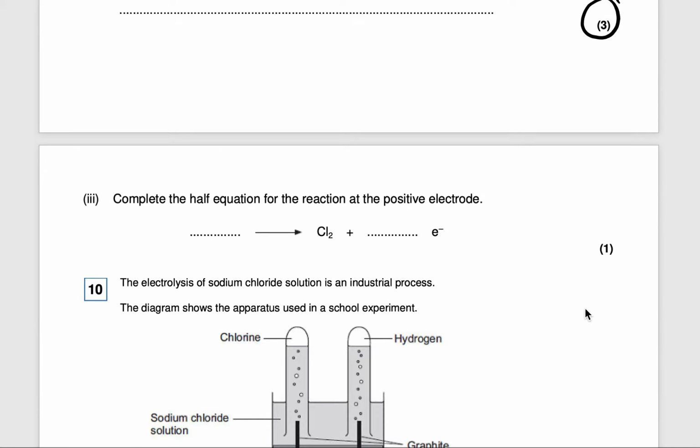Next question. Complete the half equation for the reaction at the positive electrode. So chlorine is being formed at the positive electrode. So we're going to have Cl minus producing Cl2 plus how many electrons? Well, there's 2 atoms of chlorine, so it's going to add 2 electrons. But to balance them out, there's 2 chlorines here, so 2 chloride ions are going to be here, and that'll get you 1 mark.